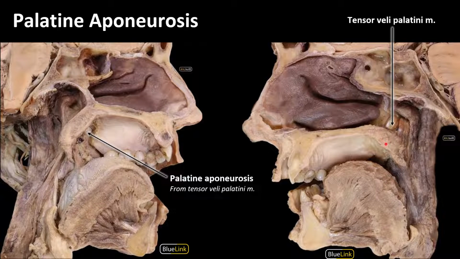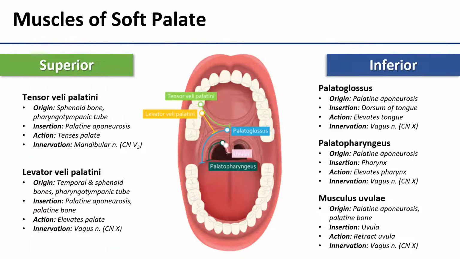All right, so I find that this is easier to understand if I pull up a diagram. So let's do that here. All right, here we see the tensor veli palatini indicated by the green line. It is going to originate superiorly from the sphenoid bone and from the pharyngotympanic tube, and it's going to travel inferiorly and medially. In the midline here, the right side is going to meet up with the left side, and that's what forms this nice sling that the other muscles here are able to attach to.